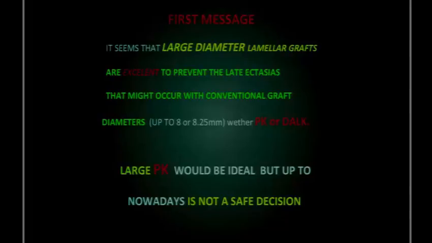It seems that large lamellar grafts are excellent to prevent these late ectasias that might occur with conventional graft diameters, whether PK or DALK. We don't know with the actual DALK done on 8 millimeters if this is not going to have also late ectasias. We have always stressed the need of a large lamellar graft, 10, 11, and this has no ectasia. And according to some of the ideas, mainly of Dua and some others, if you have an 8 millimeter graft, you cannot go over it to make a big bubble, but you have a risk of perforation.